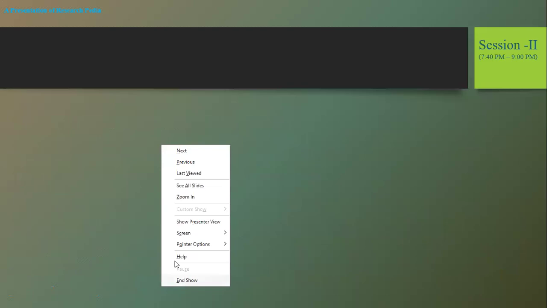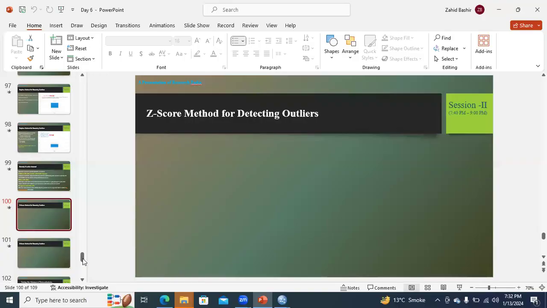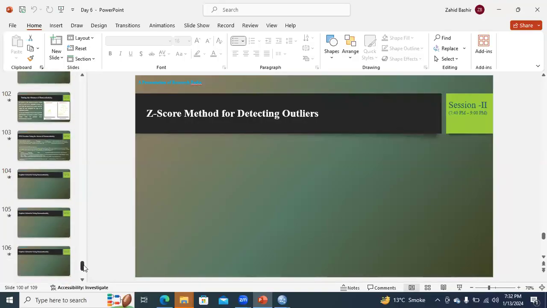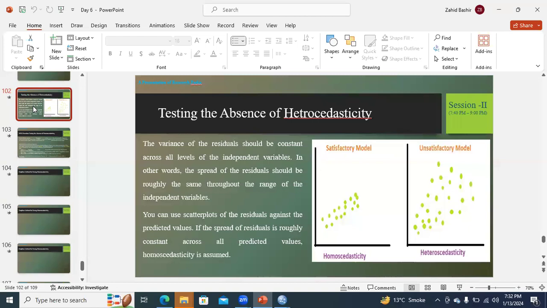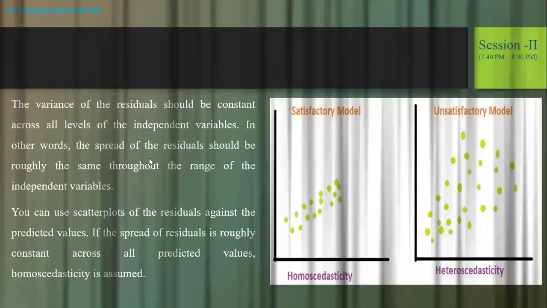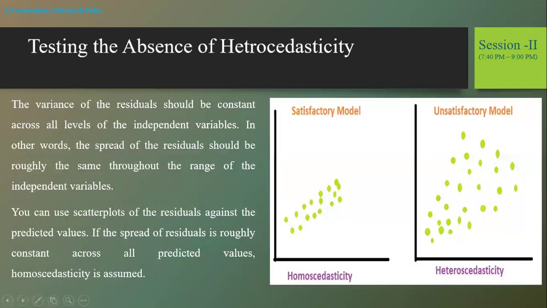So these are the methods you can apply when your data has an outlier. What is next? Next is the last assumption that we need to deal with, and after this, we will move towards the regression cases. The last assumption for today's session is testing the absence of heteroscedasticity.